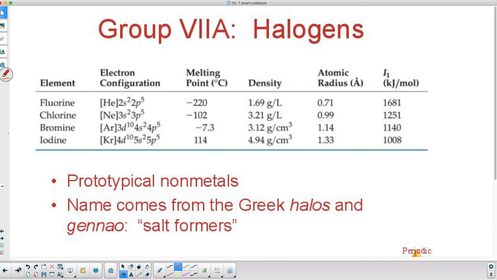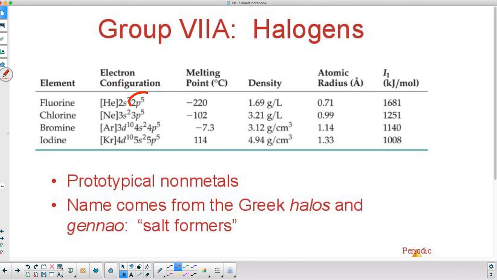Remember, we are in like bonus notes right now. Prototypical nonmetals, so they are very classically nonmetals. Their properties tend to be very brittle. If they are solid, they tend not to conduct electricity well at all. The name comes from salt formers, halos. I don't know anything about that, but let's just keep moving through this.